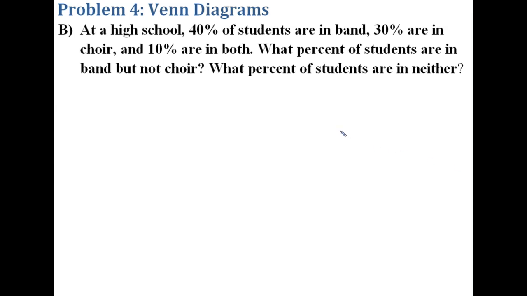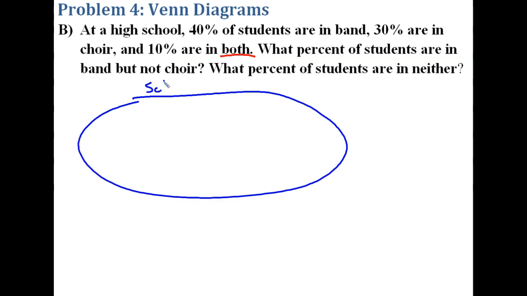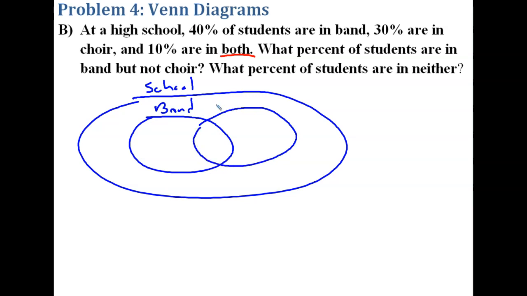All right, B, we have another Venn diagram problem. And again, it's because of the overlapping probability, this "both" keyword. Okay, so we have a high school with 40% of students in band, 30% in choir, and 10% in both. Let's map that out here. We've got the school. We have band, choir, and they overlap with the both. The both is 10%, so I'll say 0.1.